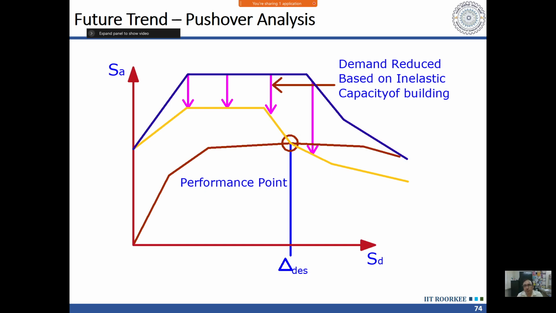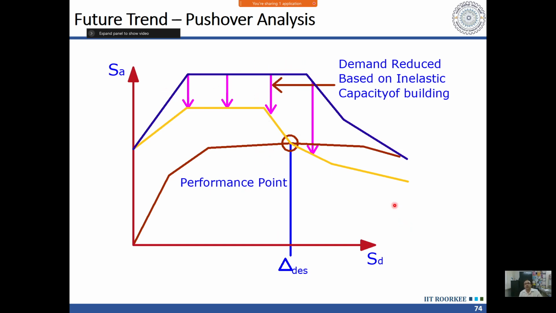Capacity is coming from this pushover analysis, where I am gradually increasing the force and determining when my first rod is yielding, when the stress-strain curve of concrete is followed, and I can get the load displacement curve. And that load displacement curve, which we call the capacity curve, represents the capacity of the structure. On the other hand, this is the response spectrum in the blue curve, that is the demand, and we have to match the demand and capacity.